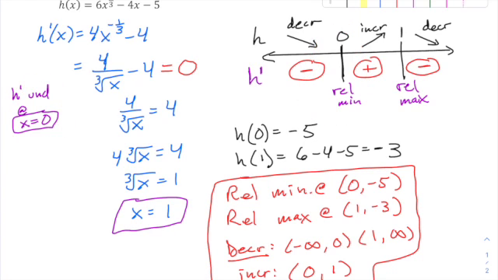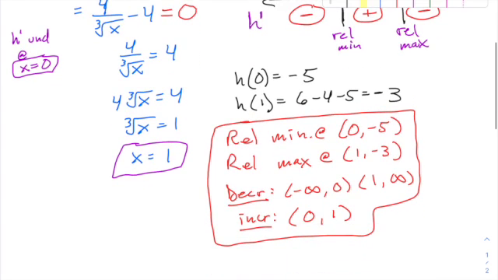What does that look like on the graph? A place where the derivative is undefined, but was in the domain, and ended up being a relative minimum according to this. Now x equals 1 is a place where the derivative equaled 0, and it was a relative max. So that should be a nice, flat, smooth, horizontal tangent line. But let's take a look at the graph here.